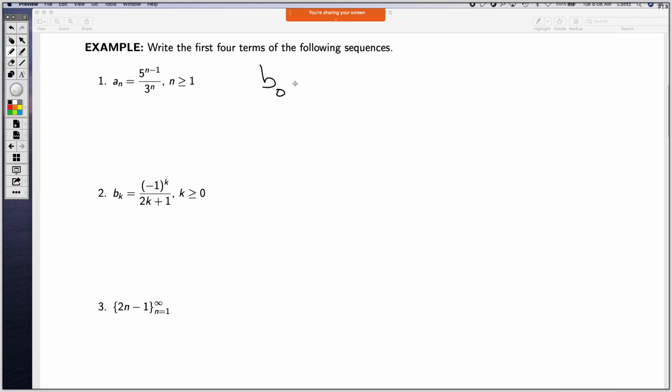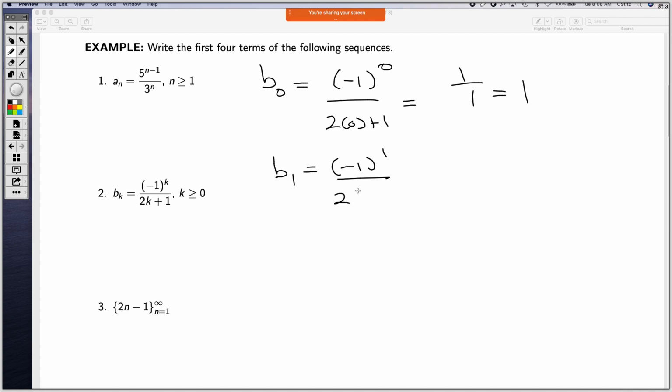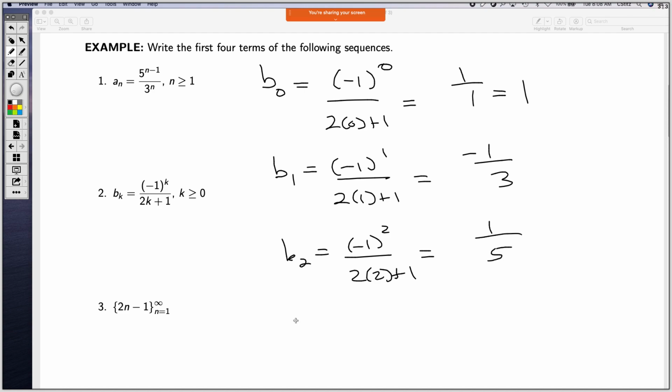So b sub 0 means everywhere you see a k, we're going to plug in a 0. So that would be a 1 over 1. And so that would be a 1. B sub 1 means everywhere we see a k, we plug in a 1. So that would be a negative 1 over 3. B sub 2 means everywhere we see a k, we plug in a 2. So that would be a positive 1 over 5.